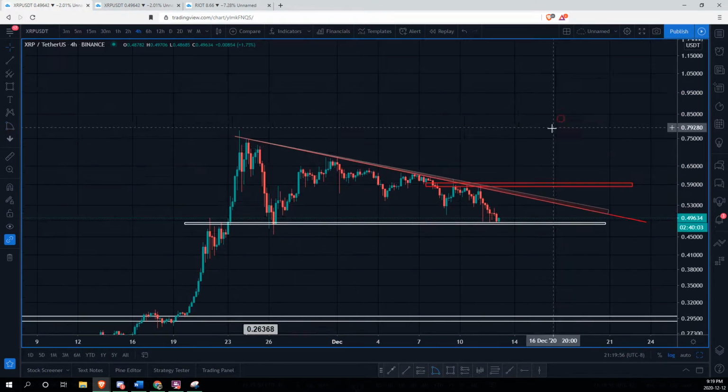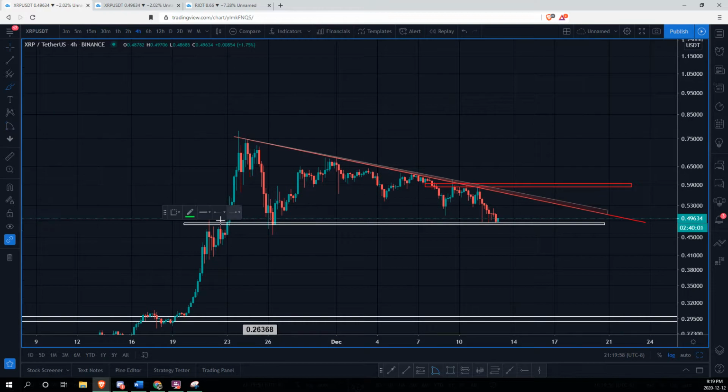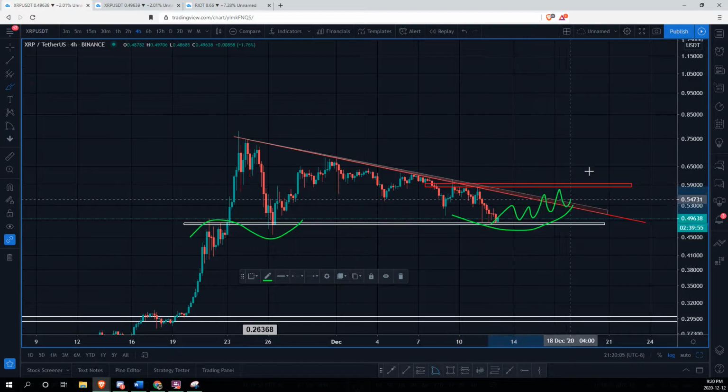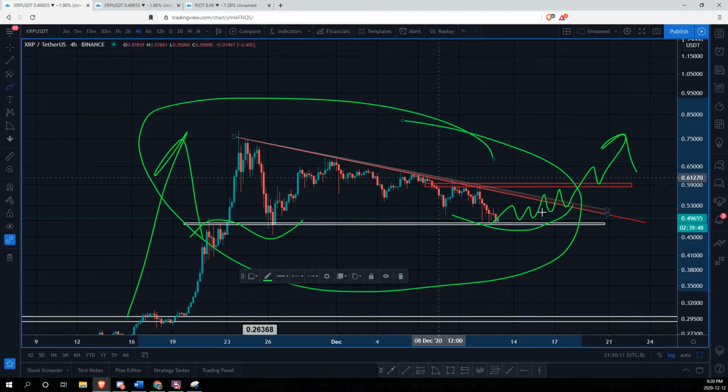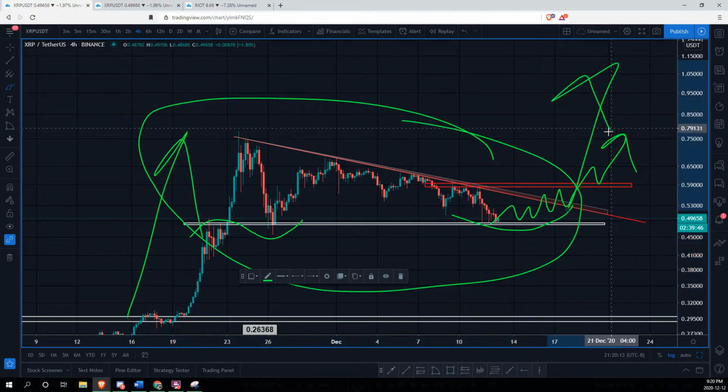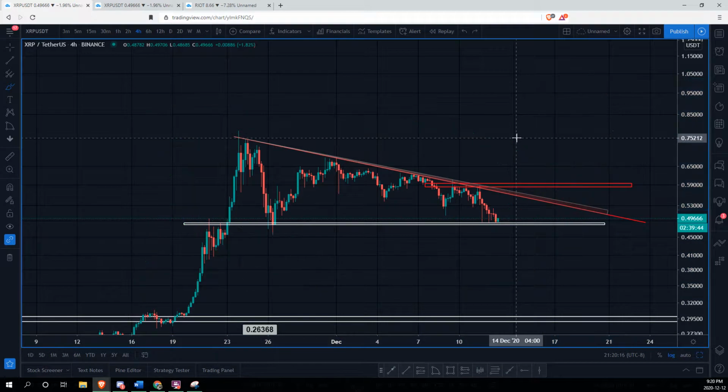So now what we're going to be looking for is to see if this level of support, which is a previous resistance right here, previous resistance turning into support, if this is going to hold, we could see another continuation, because this was a massive impulsive push. This is a contraction, and then we could get our second impulsive push. So we're going to be looking for a possible entry for XRP.